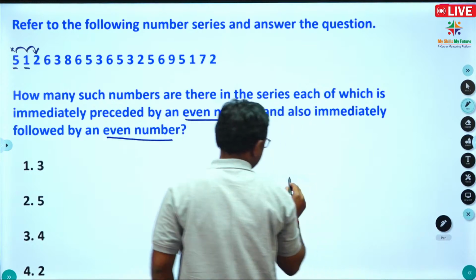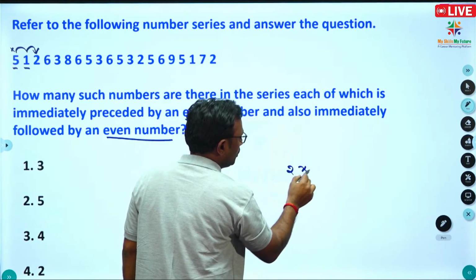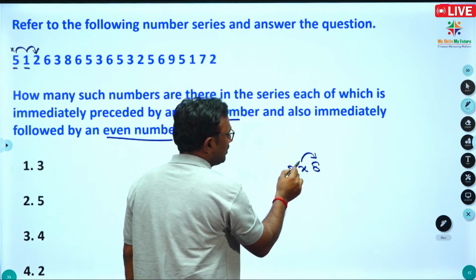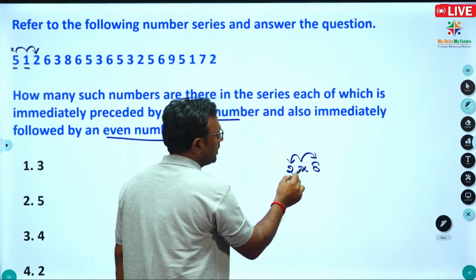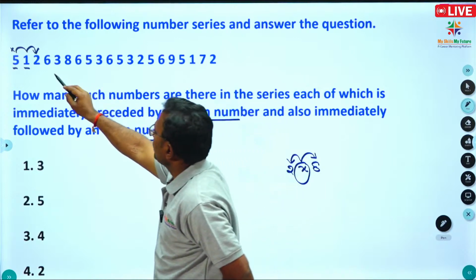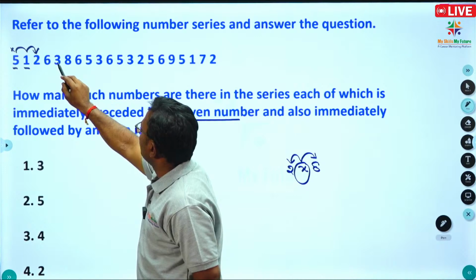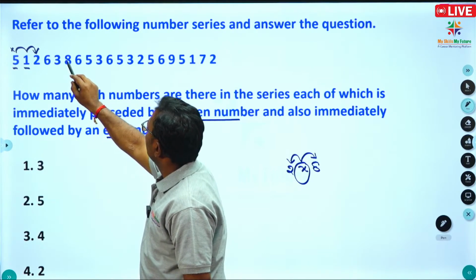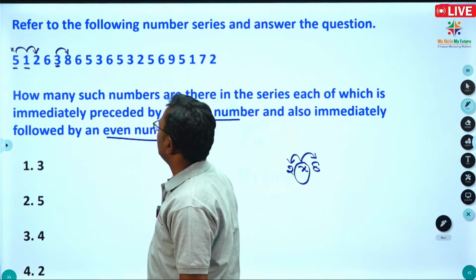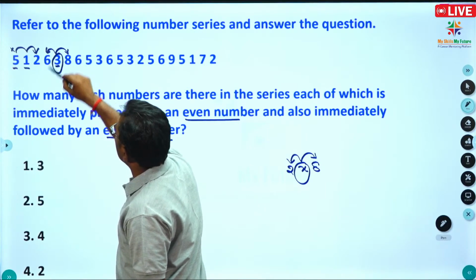Suppose the number is like this, whatever the number. So x is the number, suppose. Here I have 2, here I have 8. So it is immediately followed by an even number and also immediately preceded by an even number. So I can take one count for this. Okay. So see here, for this, it is preceded by 2 but not followed by an even number. Right. If you see here, it is followed by an even number and immediately preceded by an even number. So here one number is there.